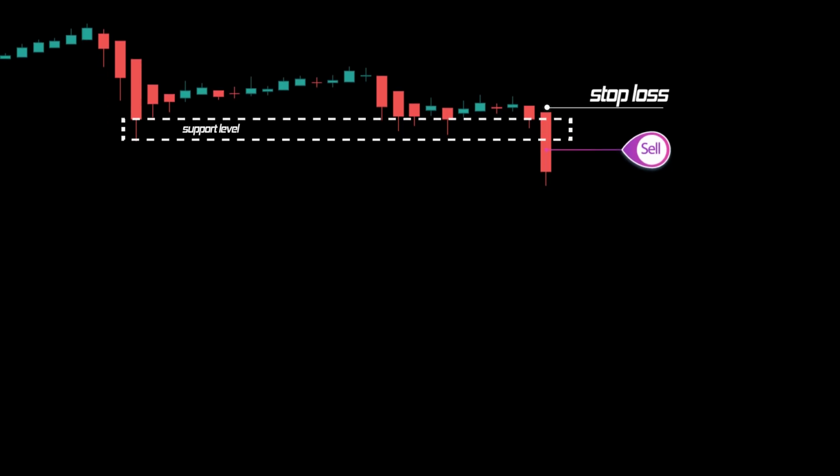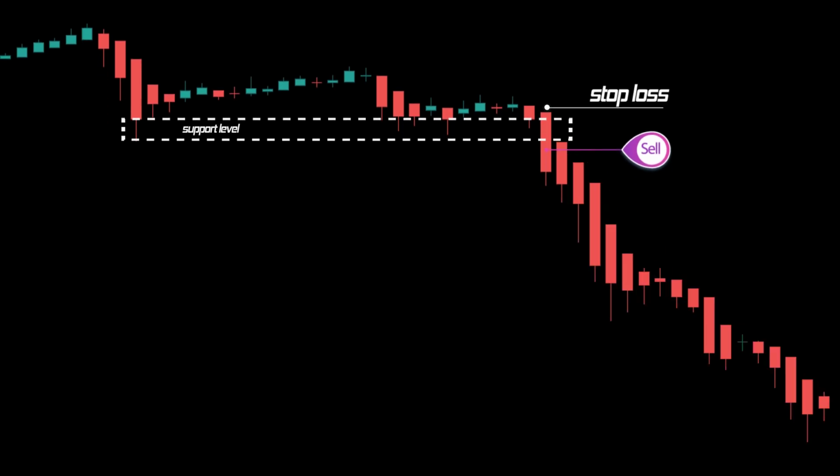Next, we see two strong red candles that break below the support. This is a clear sign of a powerful breakout, and we can expect a sharp downward move. So, we can enter a sell position on this red candle, set the stop loss just above the candle, and place the take profit at the next nearest support zone.